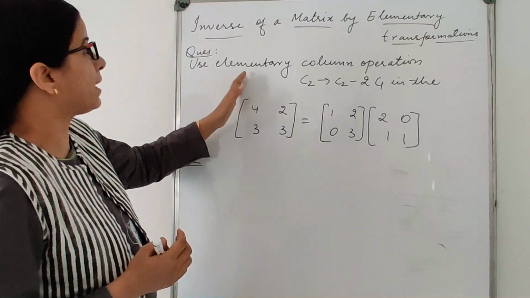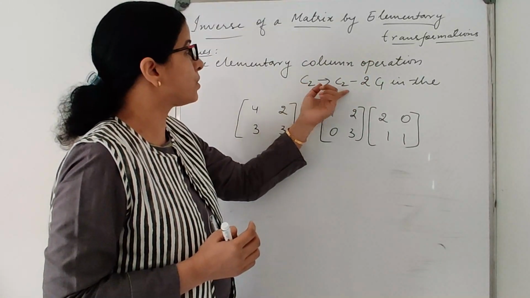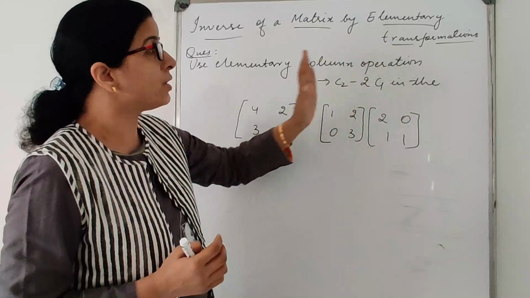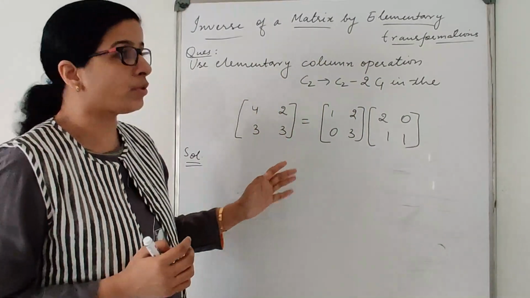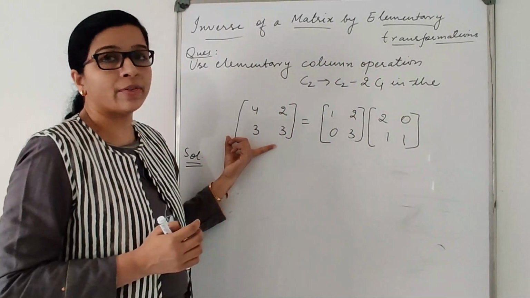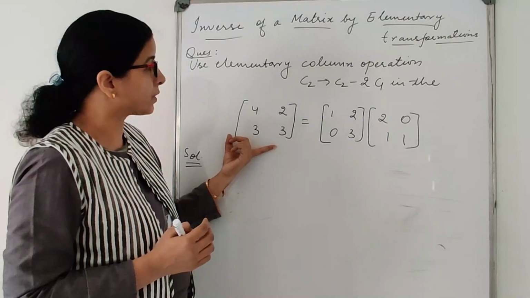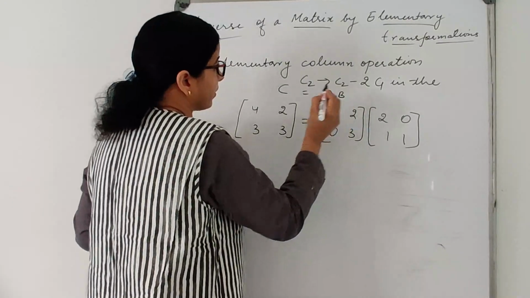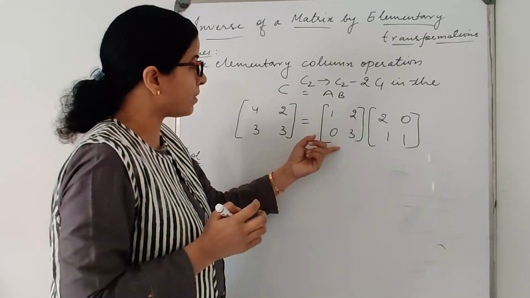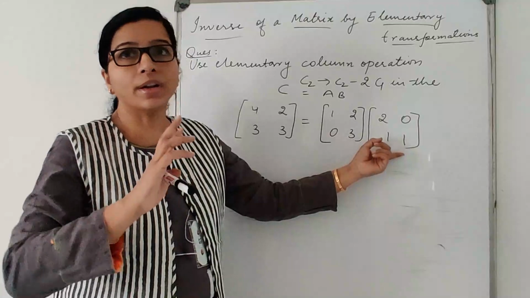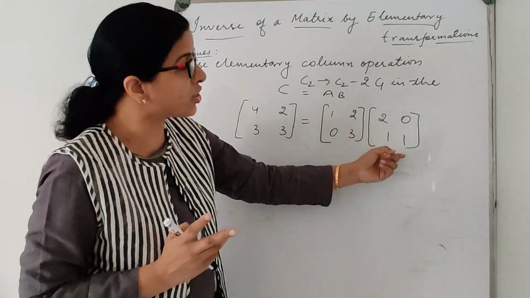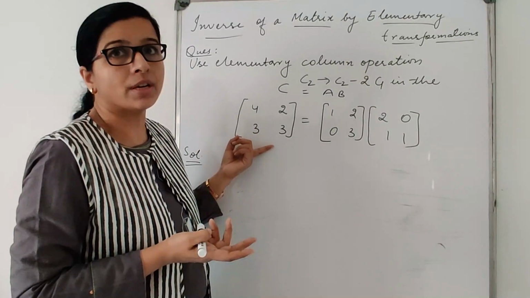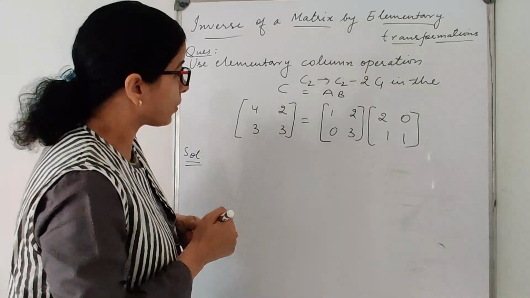This is my question. Use elementary column operation C2 tends to C2 minus C1 in this matrix. So, when we are talking about column operation, just now I told you the theorem. What we have to do? We have to make a change on the left hand side in this matrix. Say for example, this is C is equal to AB. Right? So, A is my pre-factor, B is my post-factor. So, whenever it is a column operation, the change has to be in B. And here, in the left hand side, you will definitely make the change. So, how are you going to change?